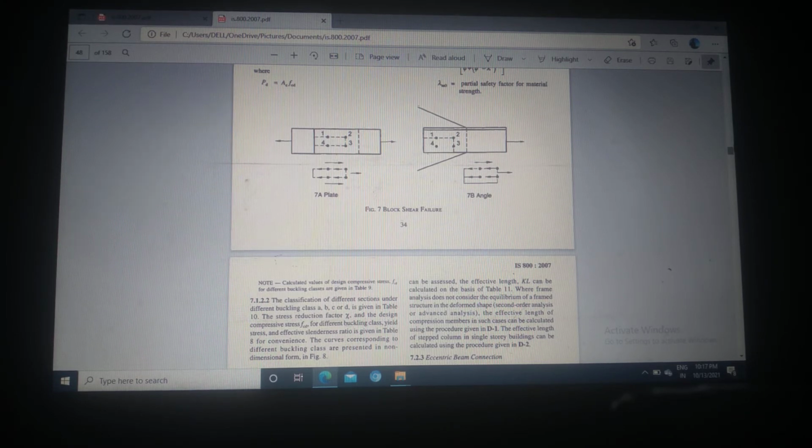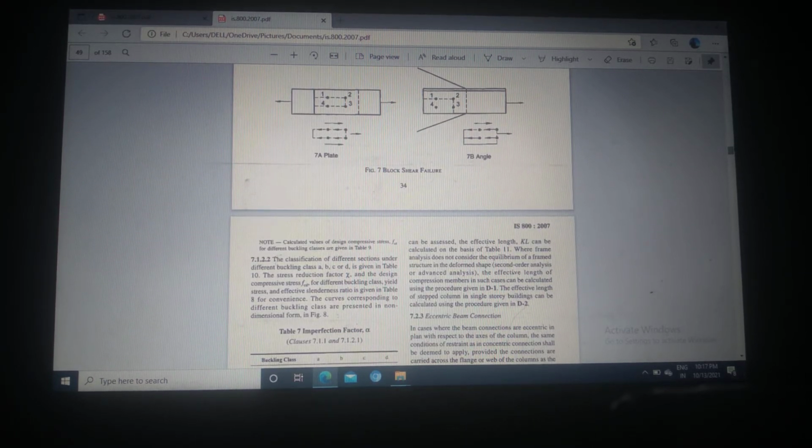So in the 7a plate you can see the dash line starting from the end edge and continuing to 1, then 2, 3, 4, and then back to that edge. Actually it had started from that perpendicular bold black line. From there the dash has started and continued through 1, 2, 3, 4 and then back to that bold line. This shows the tear out plane in which the tearing will happen in case of block shear failure.